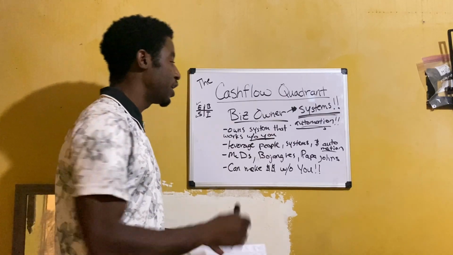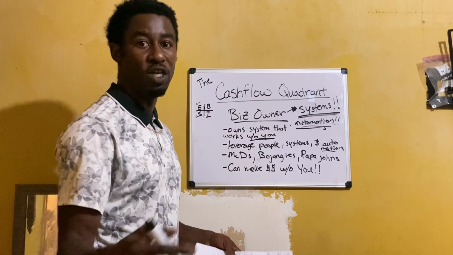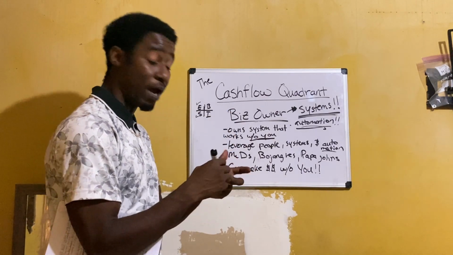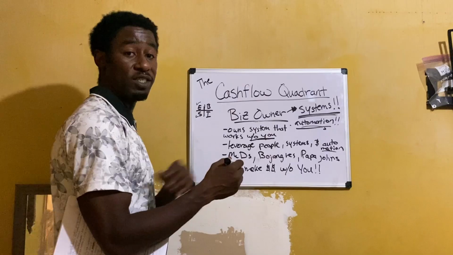That's really it, right? Business owner, your business can make money without you there. That is the difference. You have systems and you have automation in place. You might have a couple employees. That's what makes a business owner.